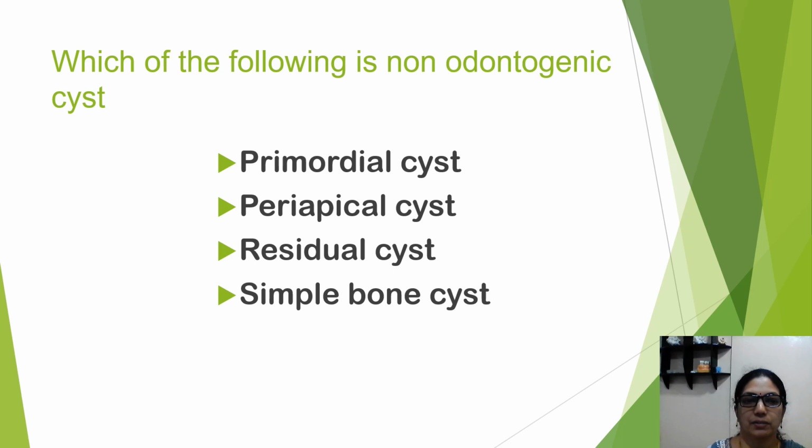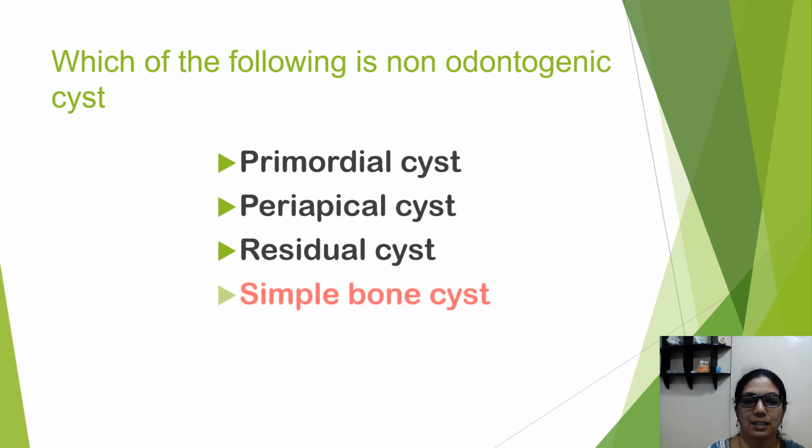Next question is, which of the following is a non-odontogenic cyst? It is a cyst, but it's not because of the odontogenic tissues. The origin is not from any odontogenic tissue. Primordial cyst, periapical cyst, residual cyst, or the simple bone cyst: which is not an odontogenic cyst?